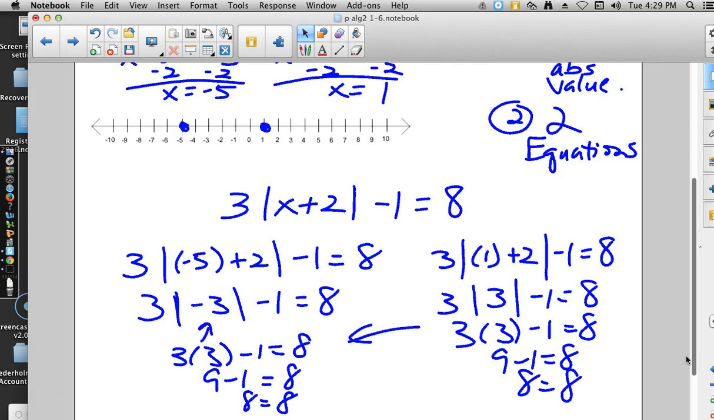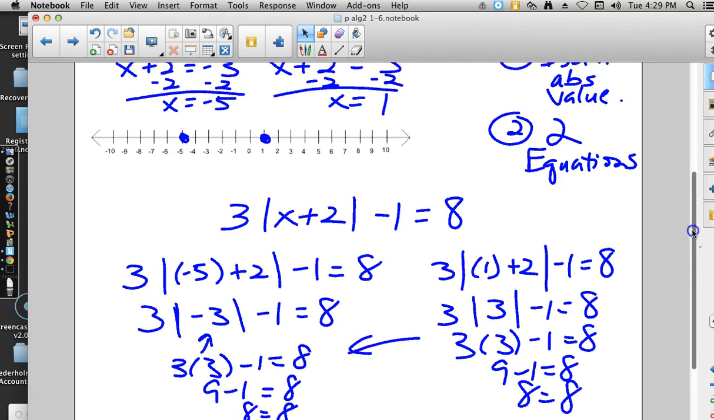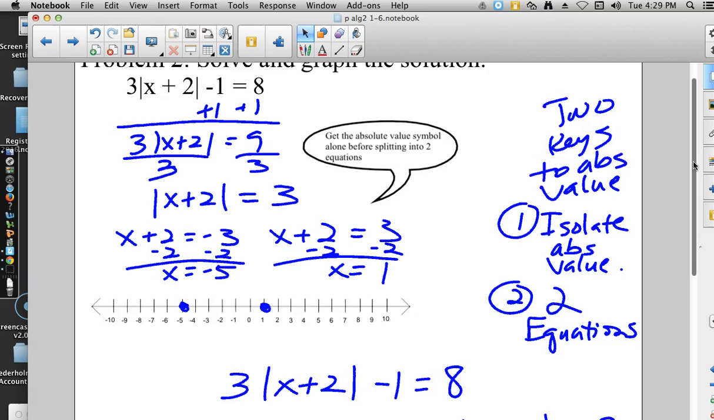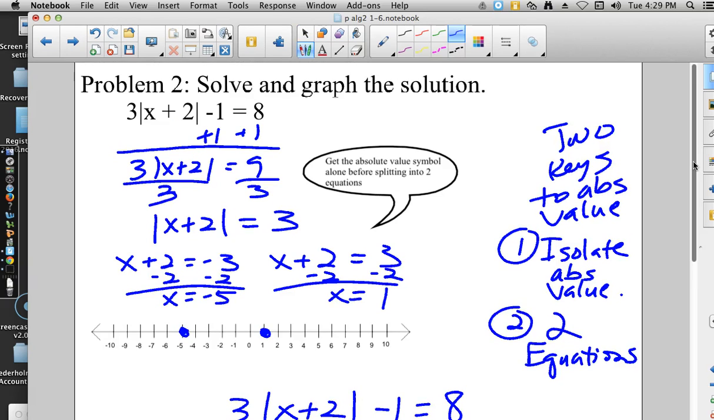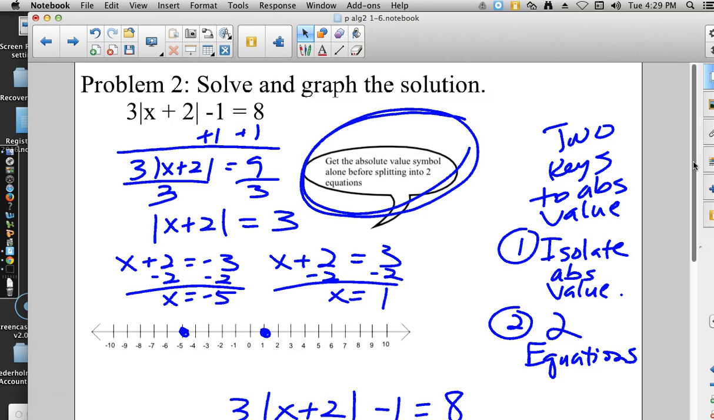Key elements. Isolate the absolute value. Get it by itself on one side. Then we have to split it into 2. So notice it says get the absolute value symbol alone on one side before splitting into 2 equations. So what do they mean by that? We have to get rid of those 2 numbers. And we're going to use the order of operations backwards to do that. We're going to add 1 to both sides, and we're going to divide by 3. And there we go.